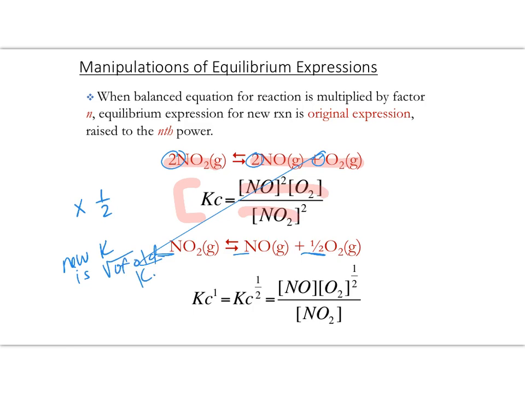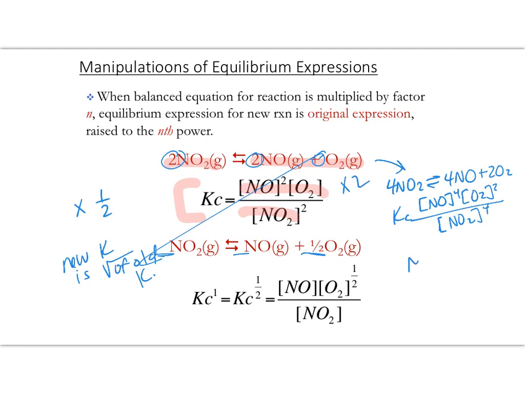If you were to double the coefficients, the Kc would now be this, and when you calculate it, it would be raised to the second power, or you'd square it. So the factor that you use to multiply the reaction by now becomes the new power of the exponents.